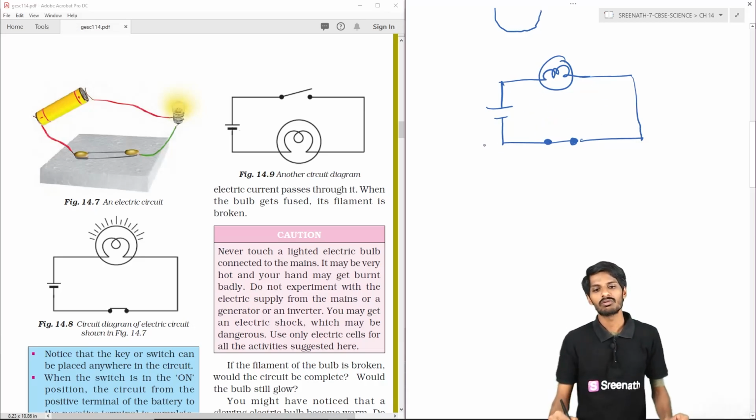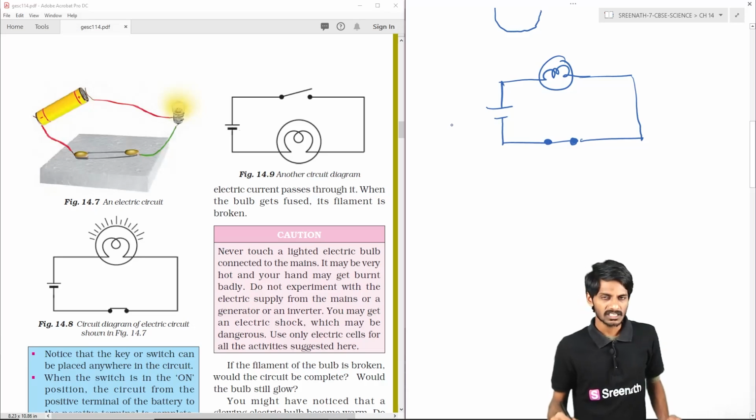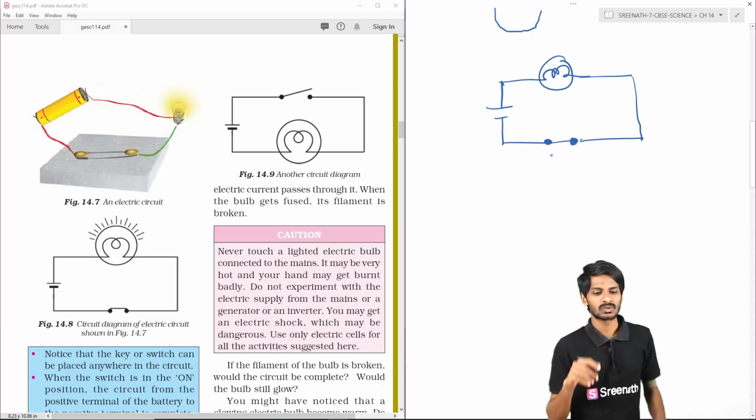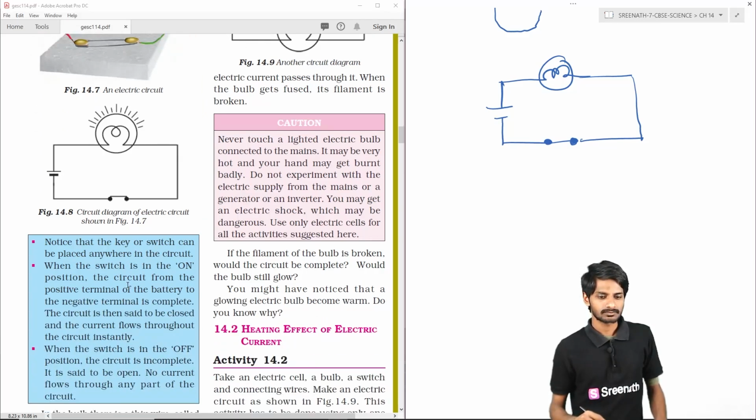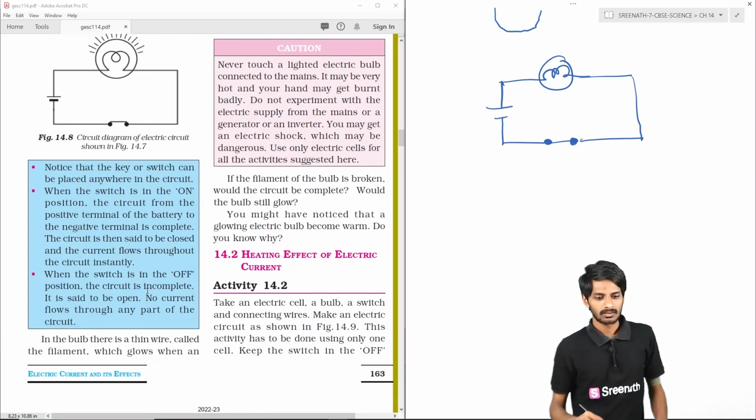So first thing we will do is just replace the symbols. For bulb this is the symbol, for wire it is straight lines, and for battery or cell it is like that, and for switch it is like that. That's it. So simple, students. It is another circuit diagram.